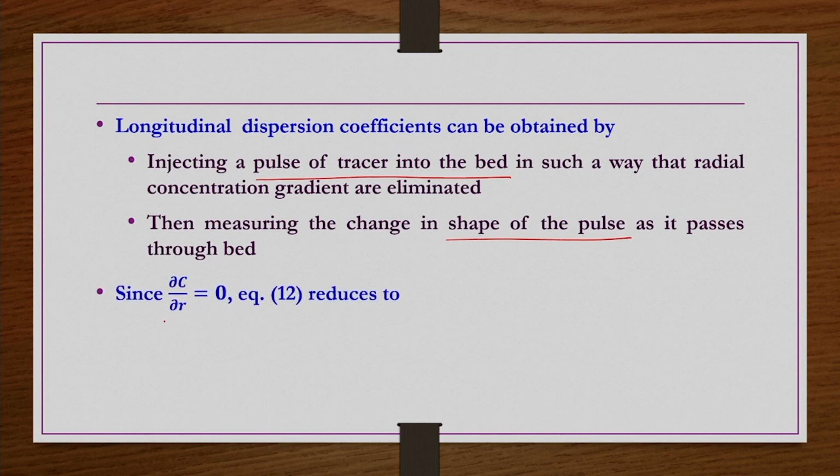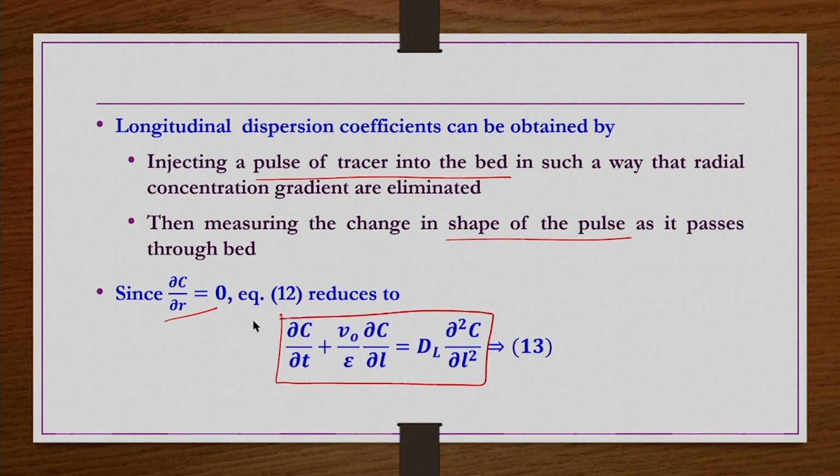So, that means dou C by dou R is equal to 0 in equation 12, the previous equation. So, dou C by dou T plus V naught by epsilon dou C by dou L is equal to dl dou square C by dou L square. C you are measuring, that is, measuring the change in shape of the pulse as it passes through the bed, that means dou C by dou L you are measuring, and then you can get dou square C by dou L square as well if you have dou C by dou L. Similarly, dou C by dou T also you can measure with respect to time. Then dl you can find out because V naught and epsilon are known.